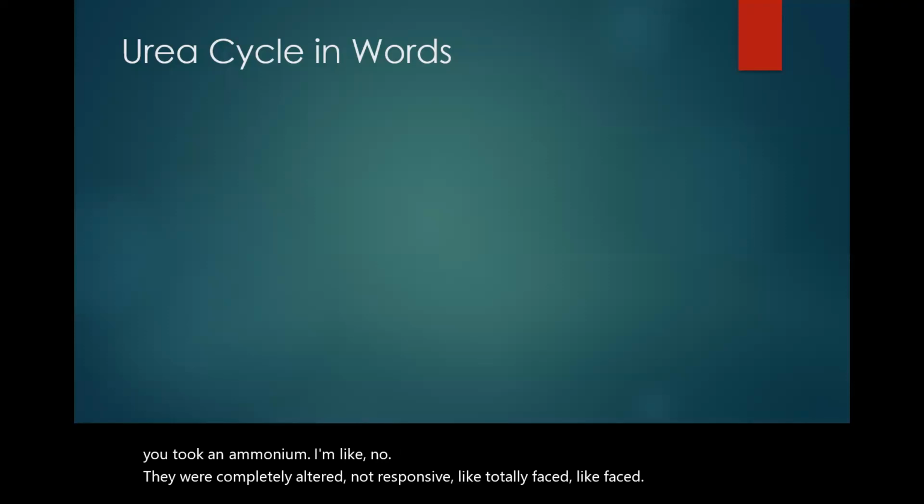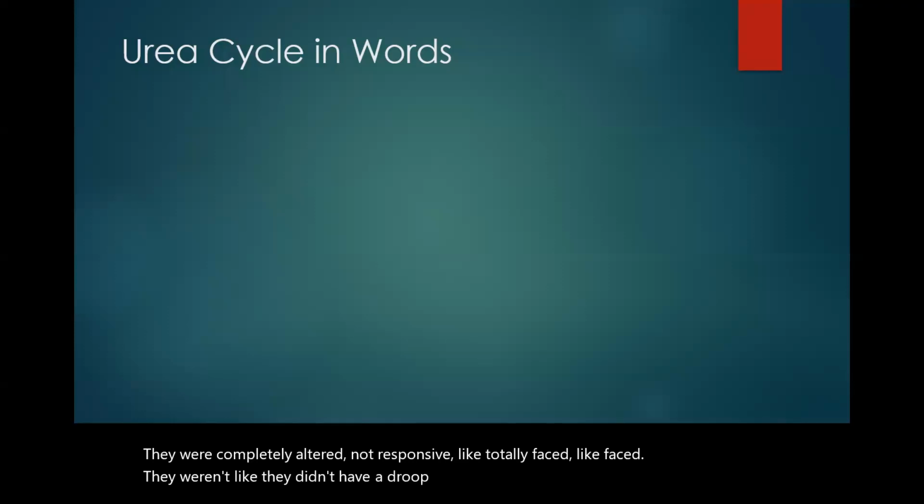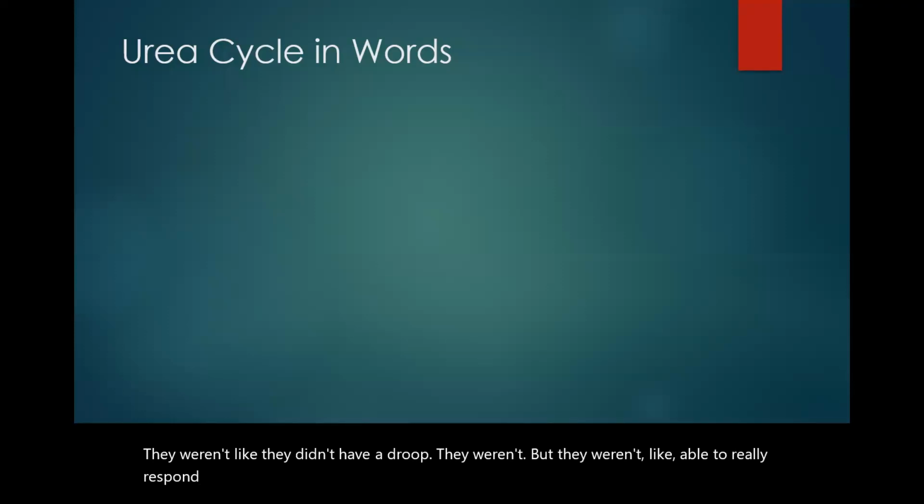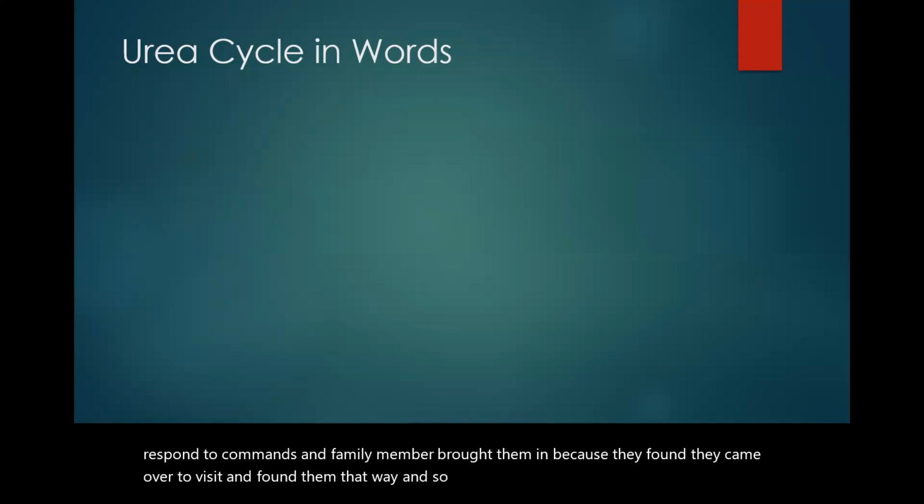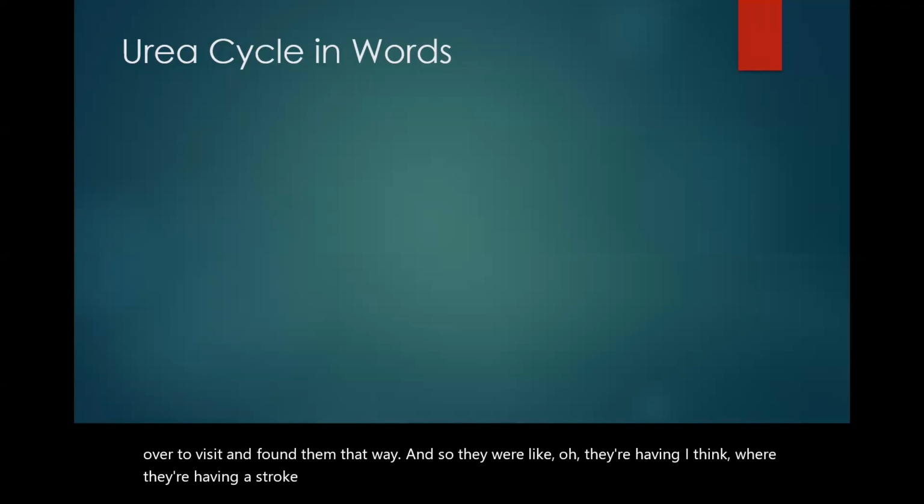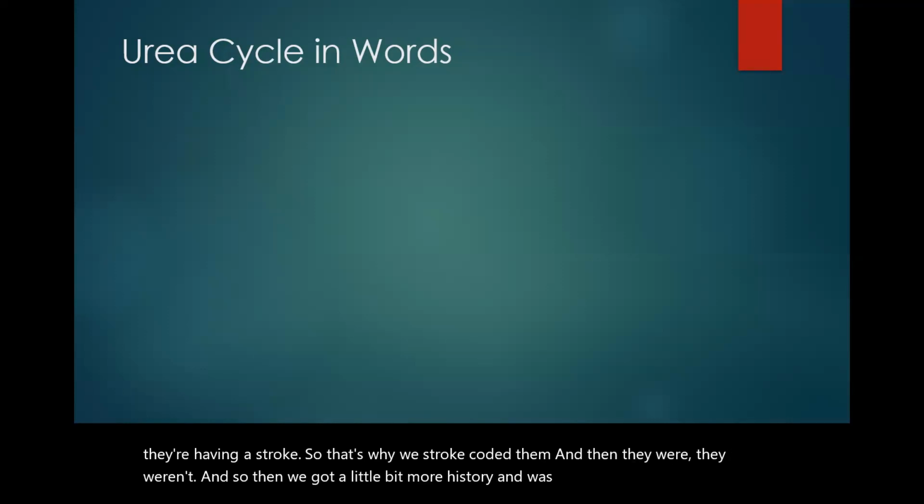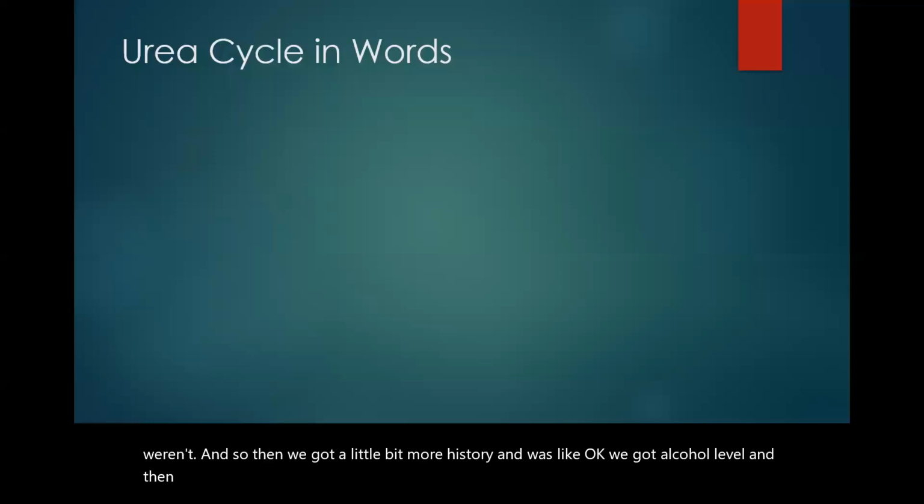They didn't have a droop, but they weren't able to really respond to commands. A family member brought them in because they came over to visit and found them that way. And so they were like, oh, they're having a stroke. That's why we stroke coded them. And then they weren't. So then we got a little bit more history and we got an alcohol level, and then we got an ammonia level. This is a good case.